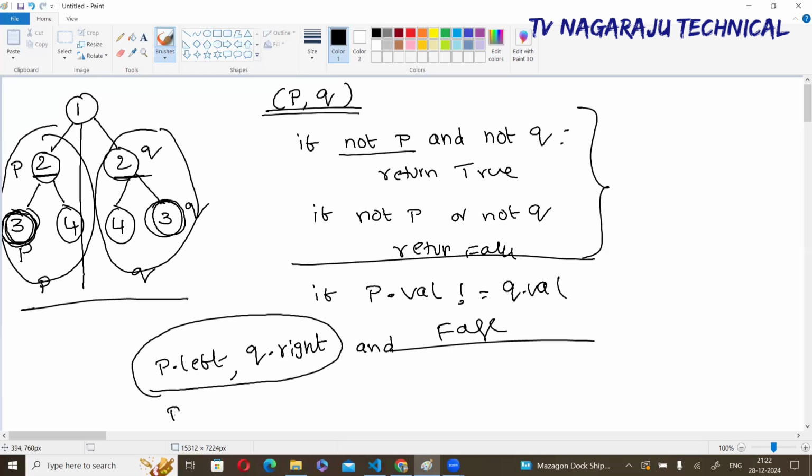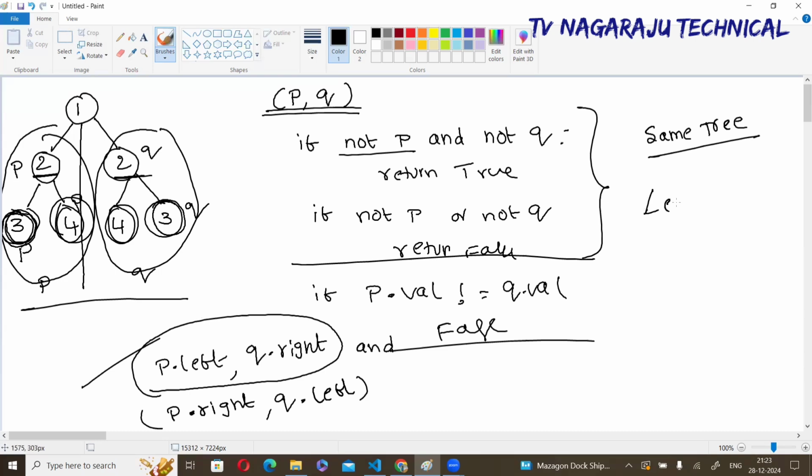And what you need to check? The right side of P is compared with the left side of Q. This is the right side of P, this is the left side. Now you got the point. In the previous example, our program was same tree, that means the left and left are equal. But in this example, symmetric tree means the left is equal to right. Anyway, here P points to 2, so obviously P is true.